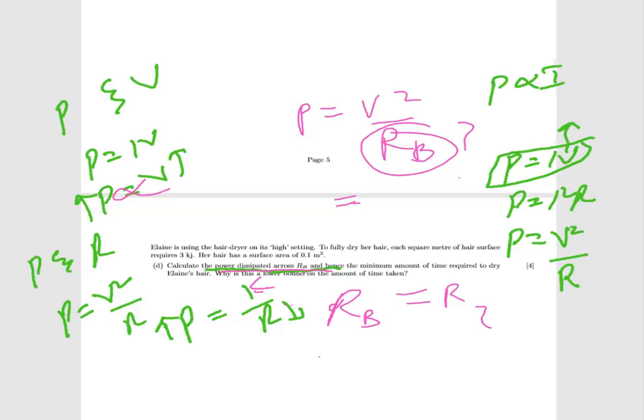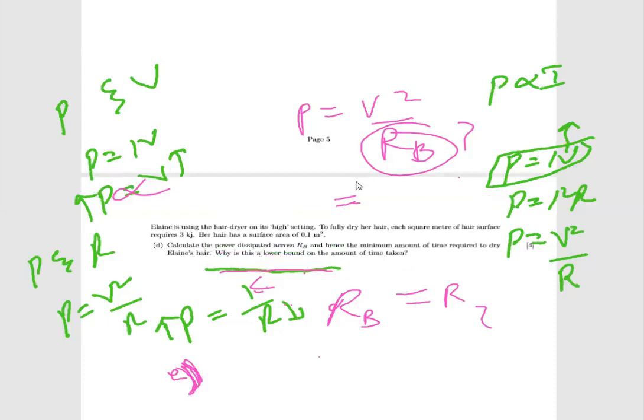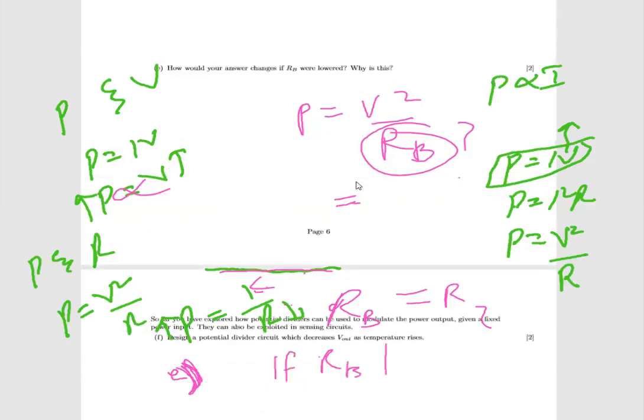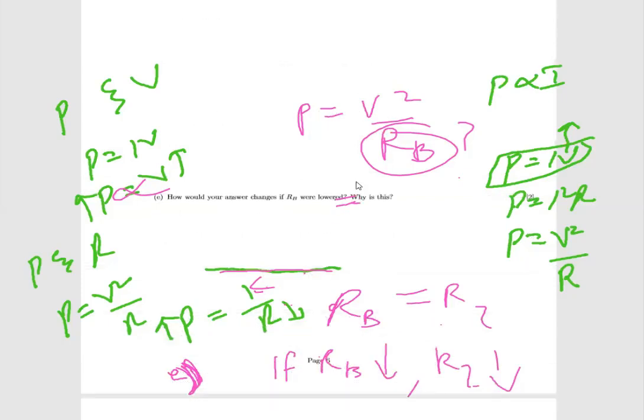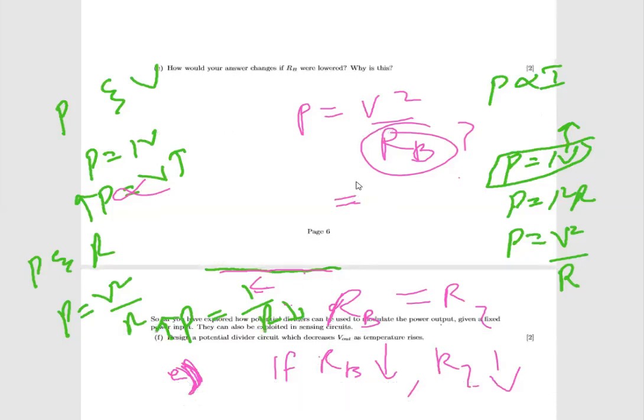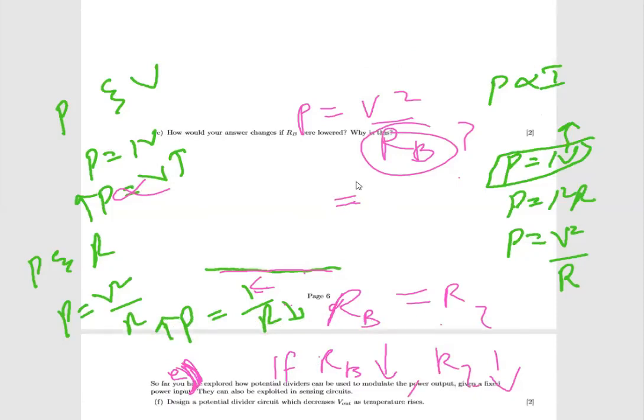Okay, then why is it that in part E, if you scroll down to part E, you're saying that if RB decreases, then R2 will decrease? Why did you say that? Why are you talking about the parallel component in part E when we didn't even use the parallel component in part D?